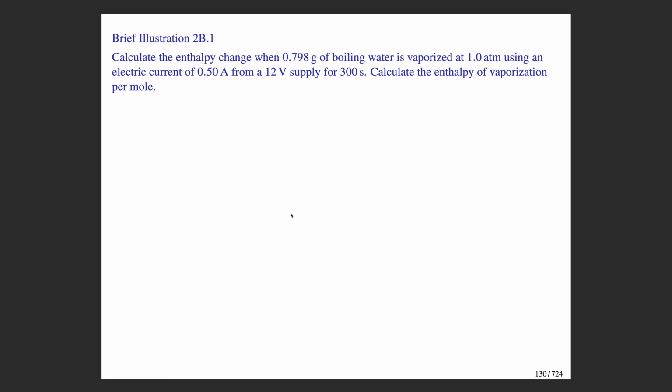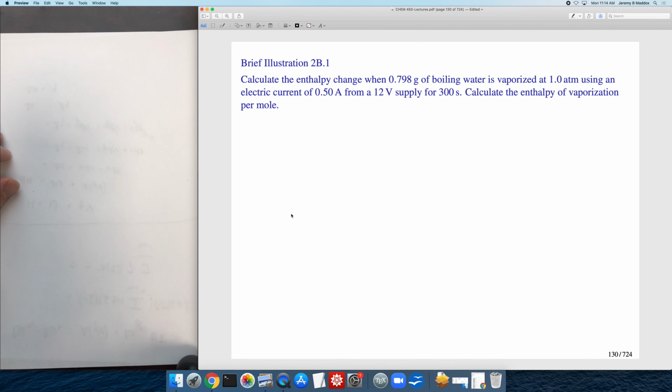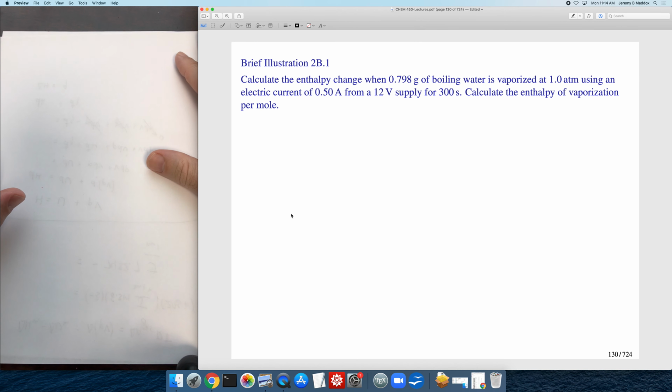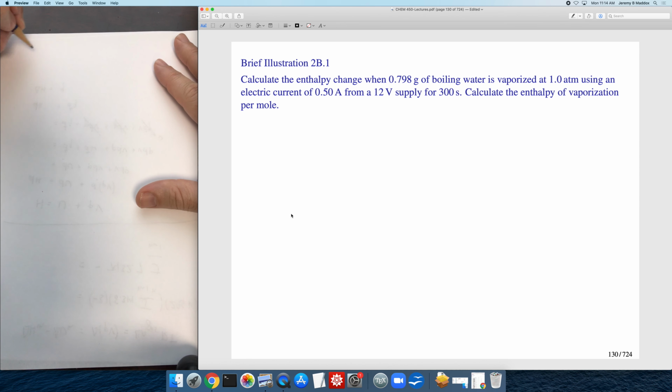Here we're being asked to do a quick little calculation involving isobaric heating. Calculate the enthalpy change when 0.798 grams of boiling water is vaporized at 1 atm using an electric current of 0.5 amps from a 12-volt supply for 300 seconds. Really, this is just a test of your ability to work with these electrical units.